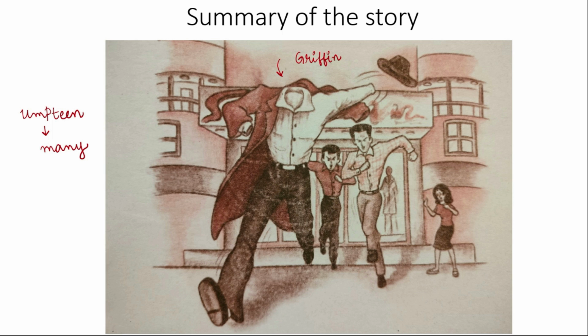Griffin was a scientist who, after conducting umpteen number of experiments, so umpteen means many, so who conducted umpteen number of experiments and finally manages to turn himself invisible. He misuses his great discovery by setting his landlord's house on fire as revenge.